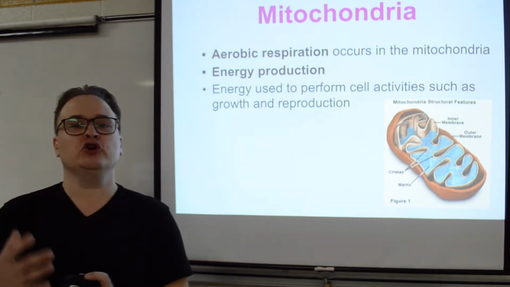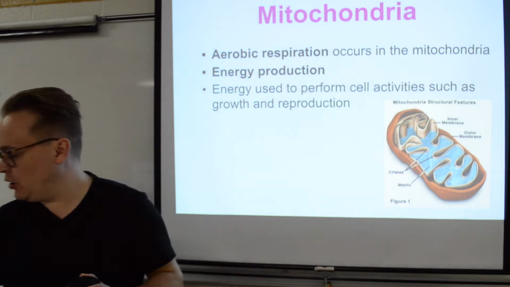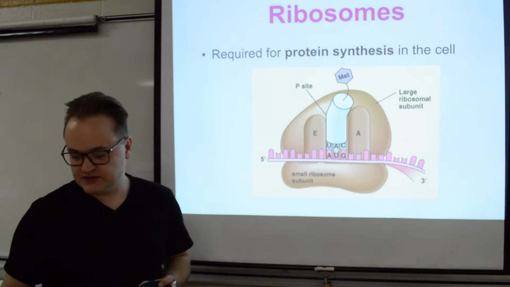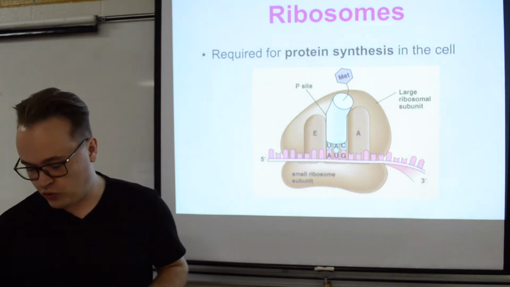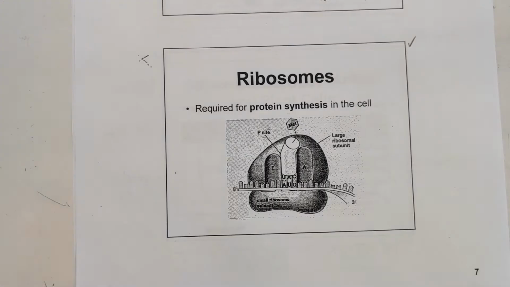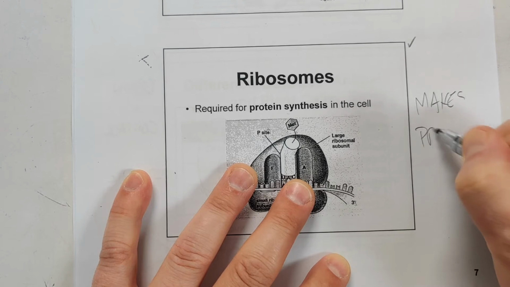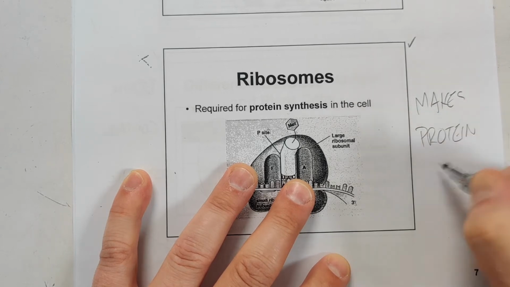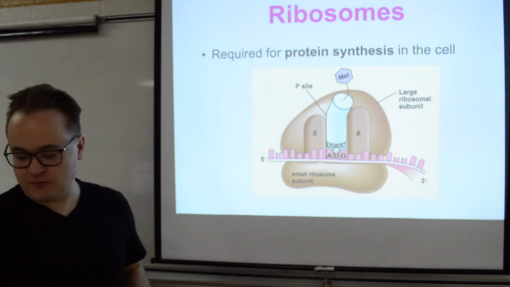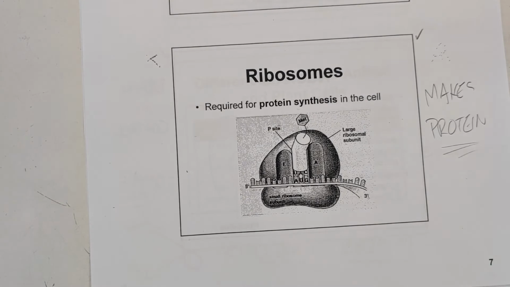Now we're going to move on to the next part of the cell organelle, called the ribosome. And you have ribosomes on your sheet. So what do you need to hear right here? Required for protein synthesis. What you need to write on your paper is: makes protein. That's key. And one thing you need to know is that ribosomes on a diagram are going to look kind of like little dots.